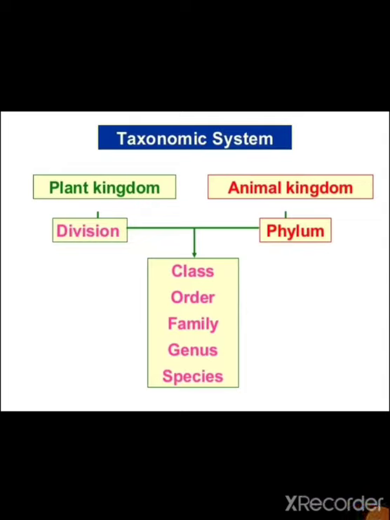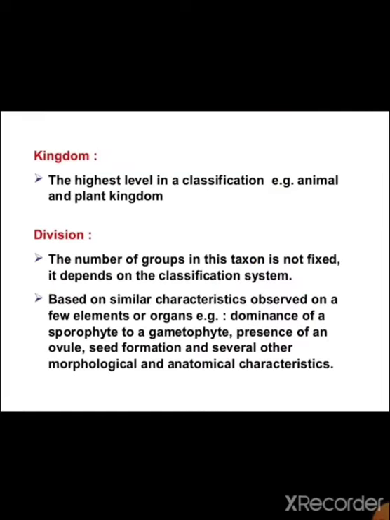Taxonomic system. Kingdom, division, class, order, family, genus, species. First one is kingdom, the highest level of the classification. Then division, the number of groups in the taxon is not fixed. Division is based on similar characters observed in a few elements or organs.